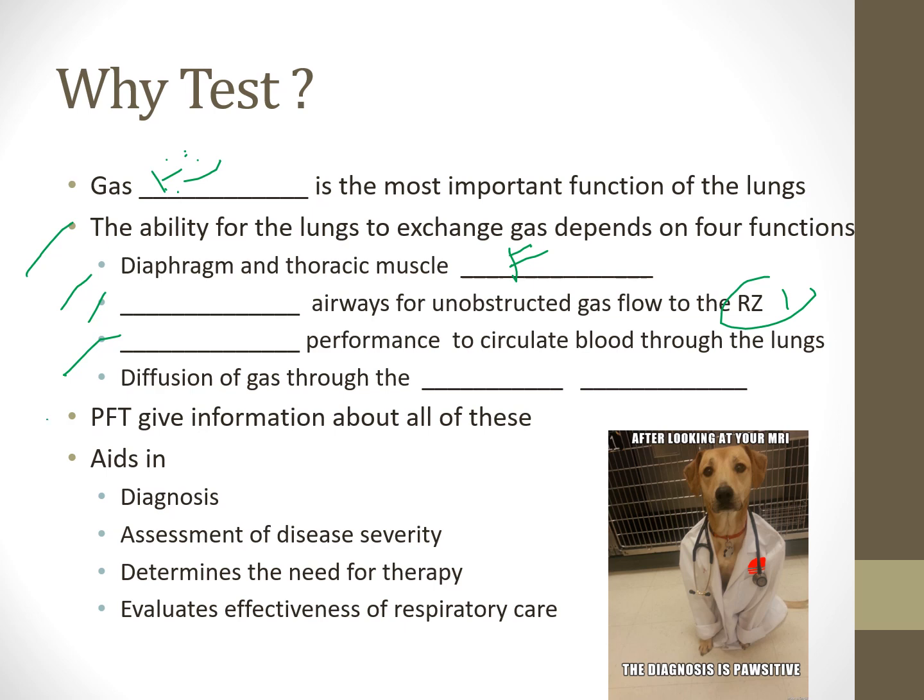And then finally, the last one here is diffusion of gas through the alveolar capillary membrane. So one of the pulmonary function tests that we do is called the diffusion of carbon monoxide. And there's two forms of it, and we'll talk about it later. But pretty much what we do is we have the patient inhale a very low amount of carbon monoxide. It's less than what you get at a bus stop. So when you're inhaling this carbon monoxide, you're going to take a deep breath in, hold it, and then we'll have you hold it for 10 seconds, and then you're going to let it out.